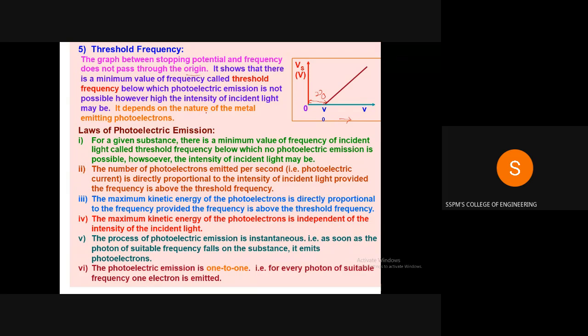However, higher is the intensity of incident light. So it depends on the nature of the metal. Just now we said. Then in summary, the first point is that photoelectron emission requires a threshold frequency. It has some work function. It has some stopping potential. So for a given substance, there is a minimum value of frequency of incident light called the threshold frequency, below which no photoelectric emission is possible, however the intensity of incident light may be.